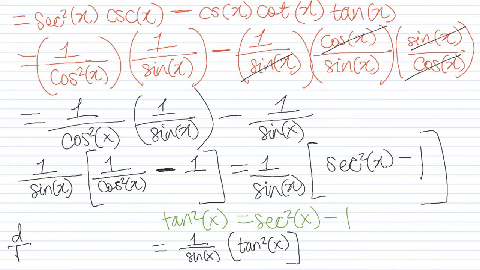So the derivative of tan x, cosecant x here, and this is our answer. But then again, it's trig, we can do something else. So we have our answer to be 1 over sine x, which is the same thing as cosecant x, multiplied by tan squared x.